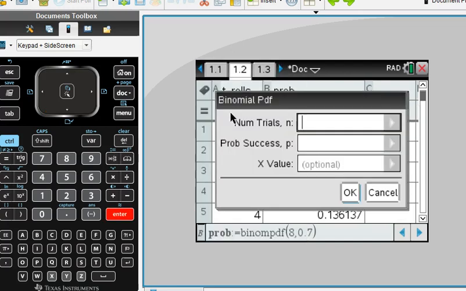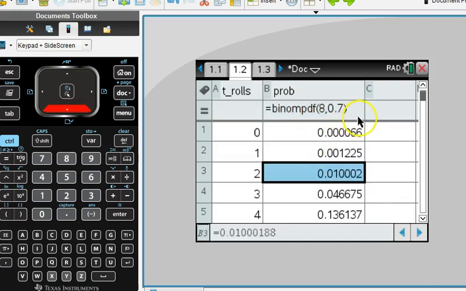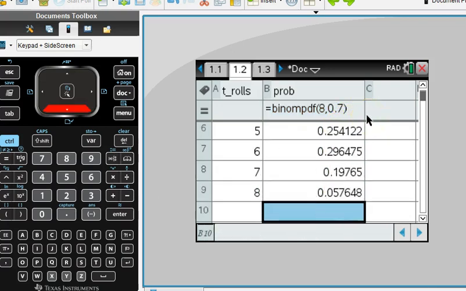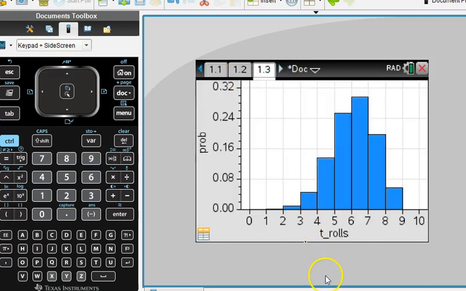What I did was I put in 8 and 0.7, but I left the X blank, which says optional. And when I push enter, it populated this list with all the probabilities. So I have the binomial probability for each one of these outcomes. And then I used that to make a probability distribution.